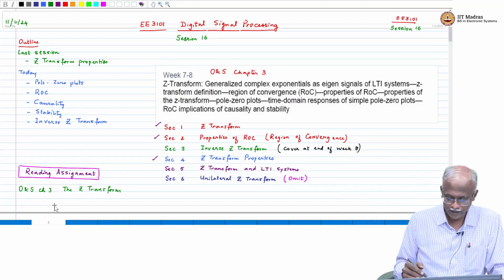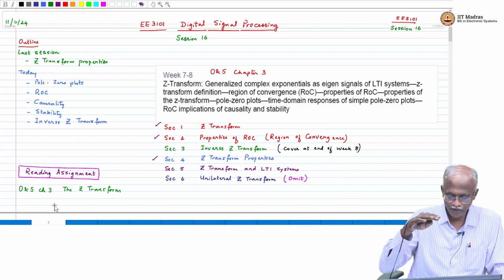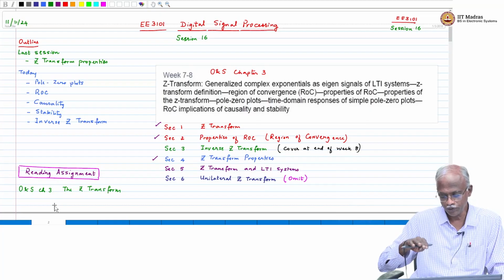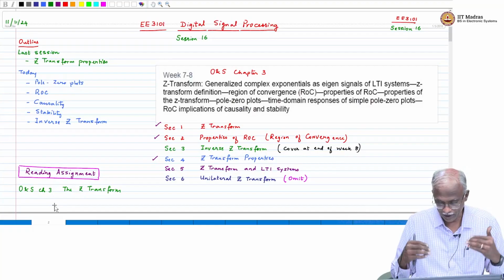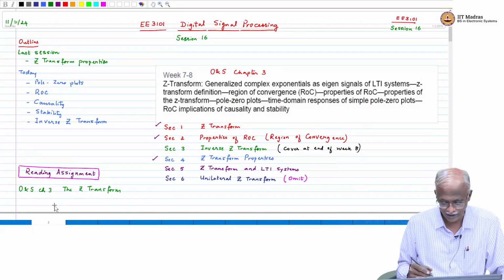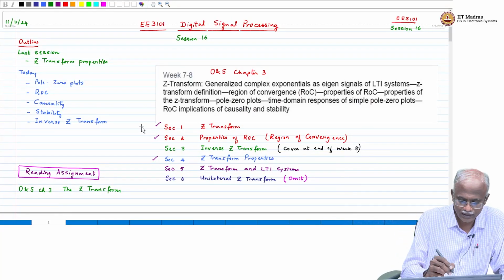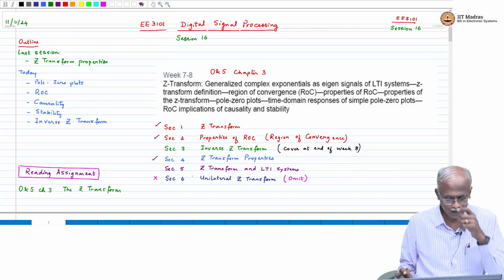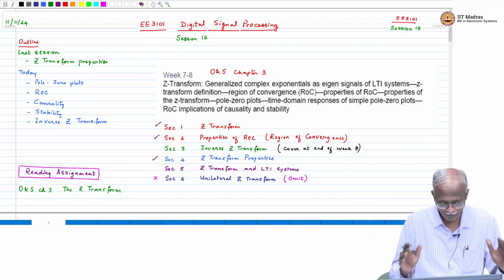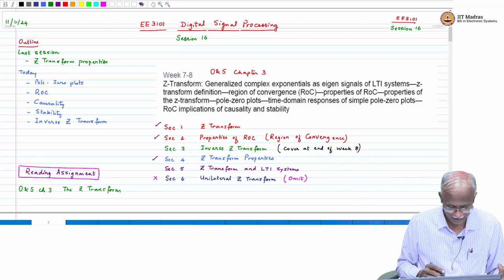If you look at it in terms of what is there in the textbook, we have covered sections 1 and 2. We have skipped section 3. We're going to do section 4. Today we will be doing 4 and 5, and then we will go back to section 3. As I mentioned, section 6 is something that we will not be covering in this course. So only sections 1 to 5, and we plan to give you a comprehensive view of what can be done with the Z-transform.